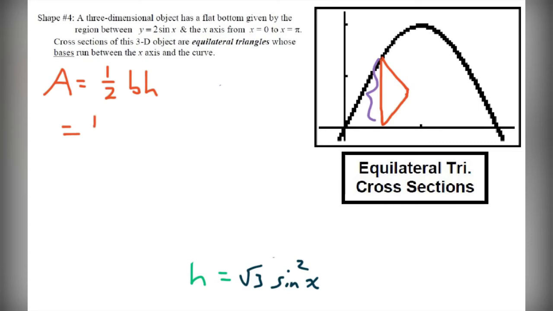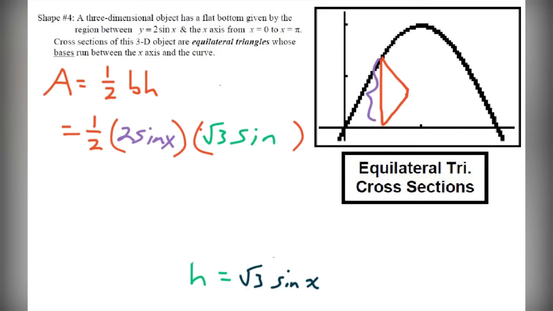We're going to take our base and we're going to fill that in. That was determined to be 2 sine of x at the beginning of the problem. And now we're going to take our newly found height and we're going to fill that in. That's been determined to be root 3 times the sine of x. And as we've done with the other problems, if there's some simplifying that can be done, simplify away, because you want to come up with the simplest area formula you can find.